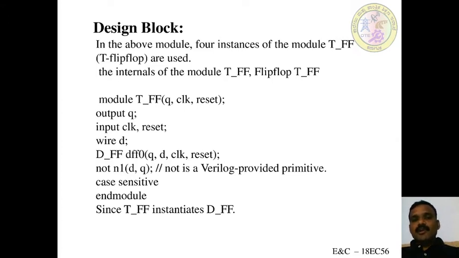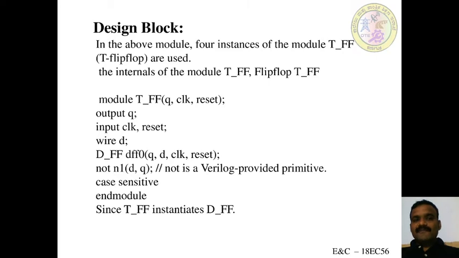That is the module T_FF, Q, comma clock, comma reset. Clock and reset are the inputs and Q is the output. We take a wire D. Why do we need D? Because when a value is transferred from one module to another module, the value is going to change. For that purpose we take the wire. If the value is not going to change, we can directly take the variable. That's why wire is needed, or reg also we can take.